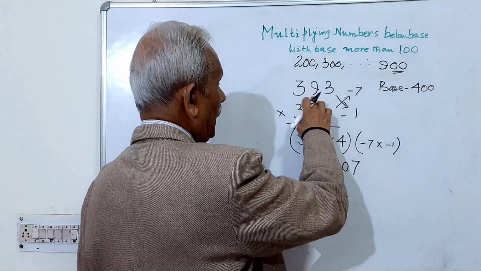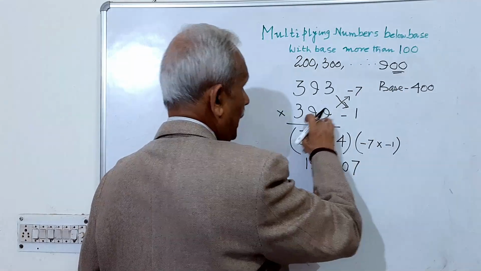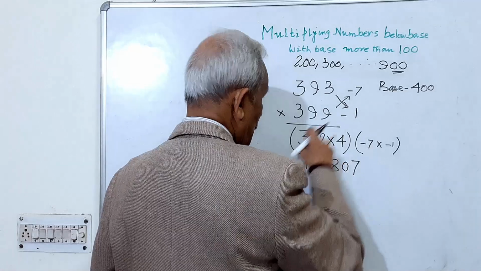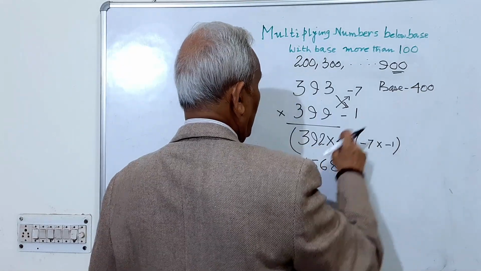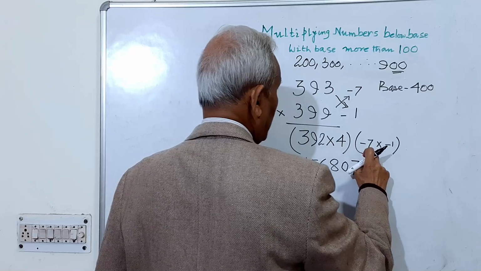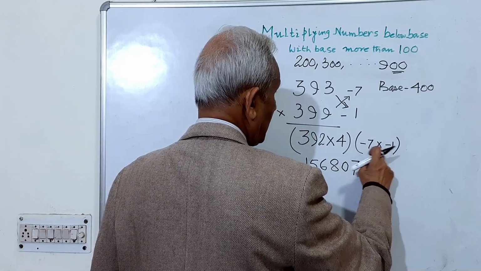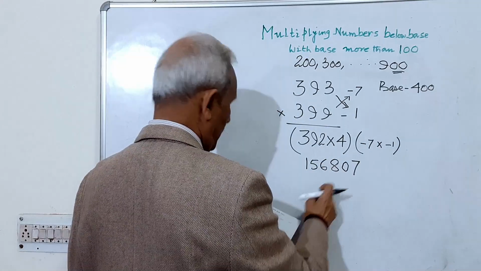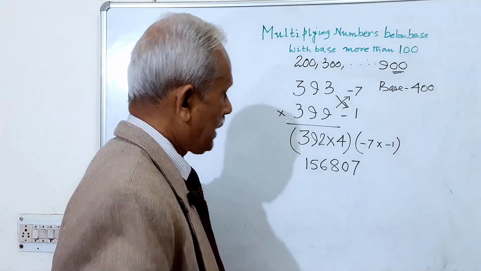I think you follow it. 393 minus 400 is minus 7, 399 minus 400 is minus 1. This becomes 392, the cross subtraction. 392 into the fourth multiple of 100, multiply this with 4, and then minus 7 into minus 1. This becomes 1568 and this becomes 7. There are 2 zeros in the base. We put here 07. Answer is 156807. Well, I hope you understand it.